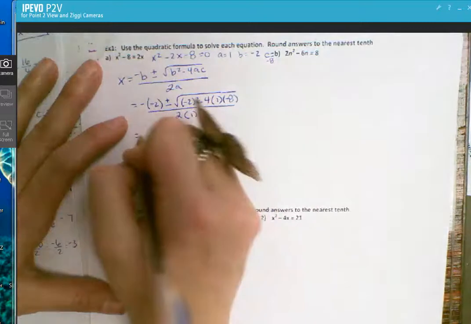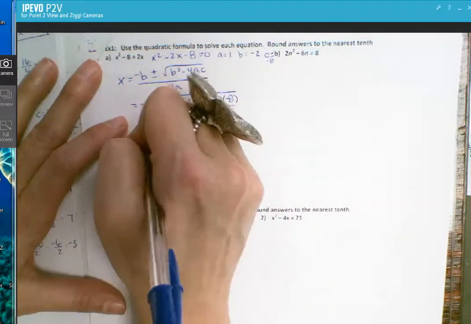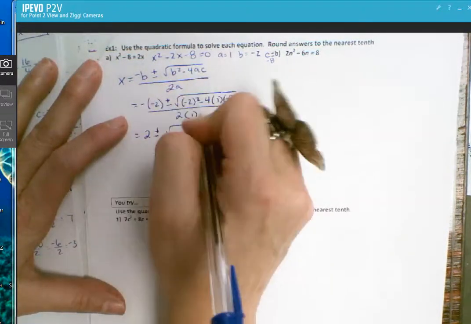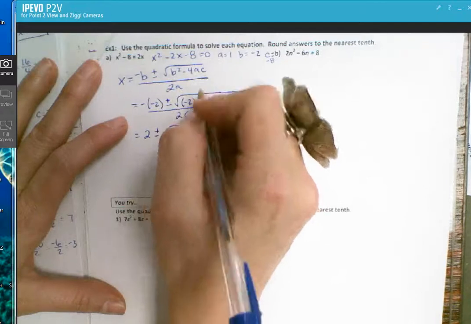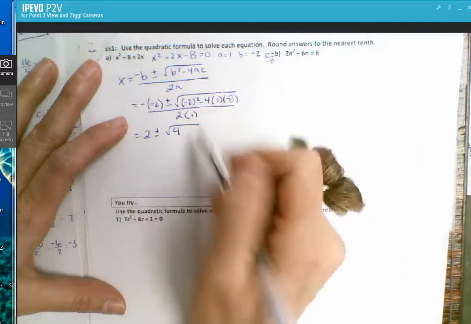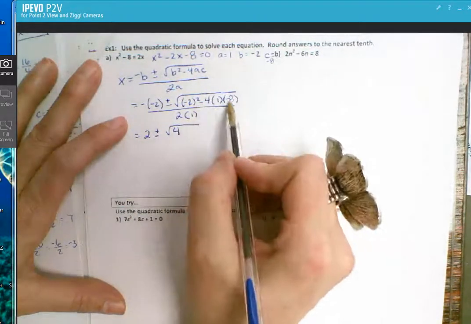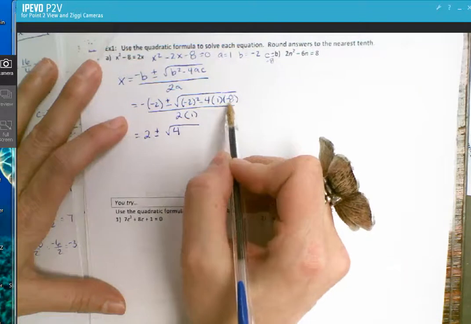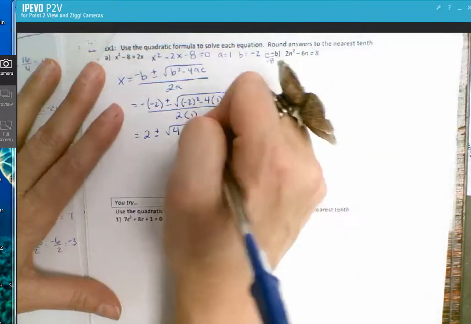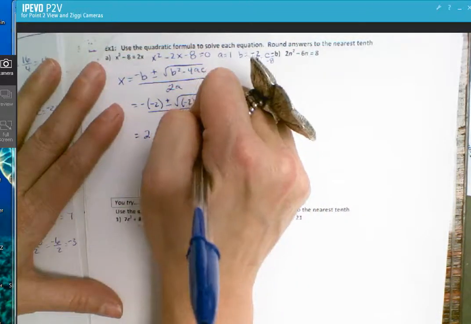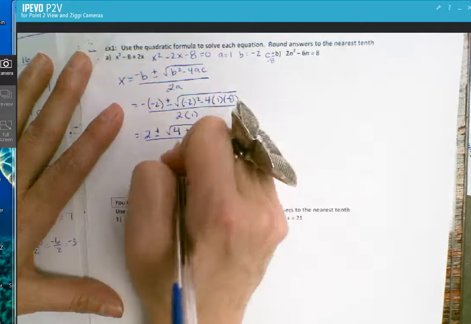So I just simplify. Negative times a negative is a positive 2, plus or minus the square root. Negative 2 times negative 2 is a positive 4. Negative times a negative is a positive. 4 times 1 is 4. 4 times 8 is 32. So I get a positive 32 over 2.